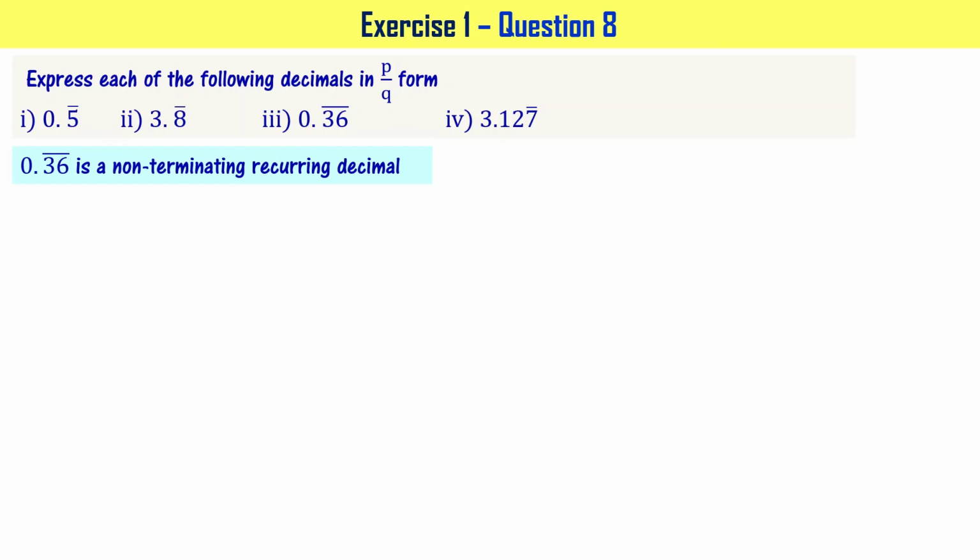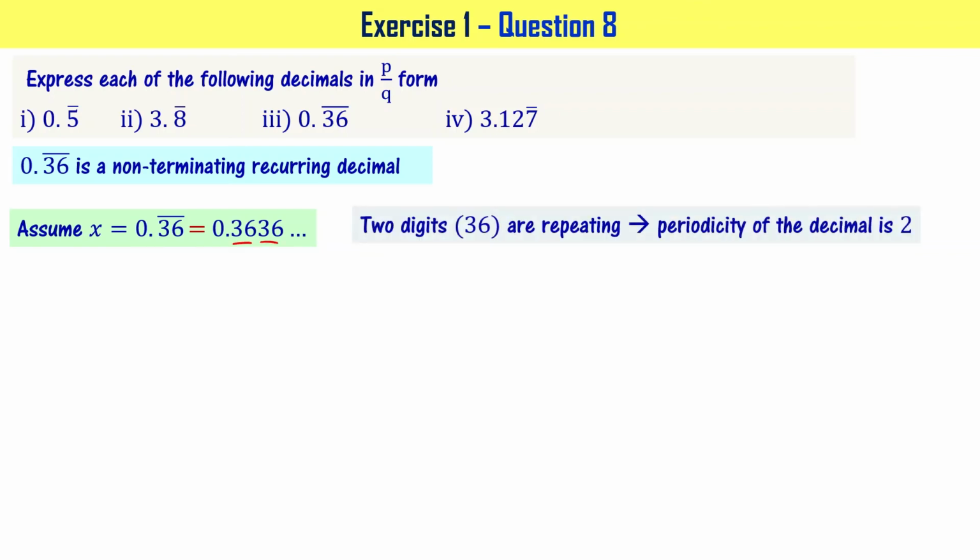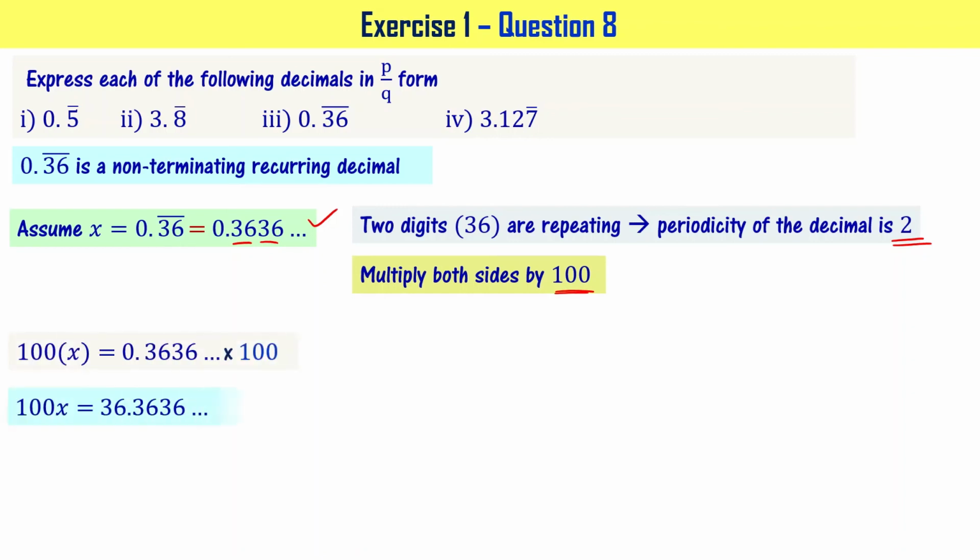It is also a non-terminating recurring decimal, right? So let's assume x equal to 0.36, 36, 36, 36 and so on, right? You see two digits 36, 36, 36 and so on are repeating. That's why what I'm going to do is I'm going to multiply this equation with 100. When periodicity is 1, we multiplied with 10, which has got 1 zero. When periodicity is 2, we are multiplying with 100, which has got 2 zeros. Remember that. So 100x is going to be 36.363636 and so on, right?